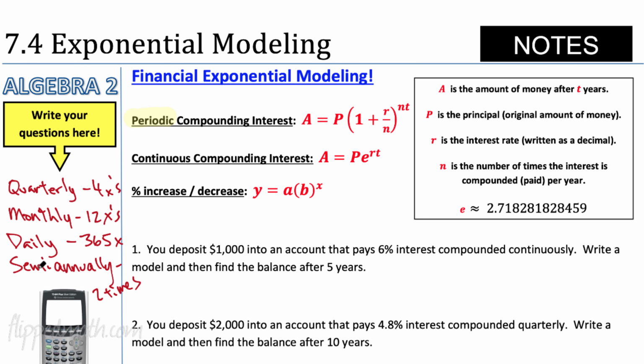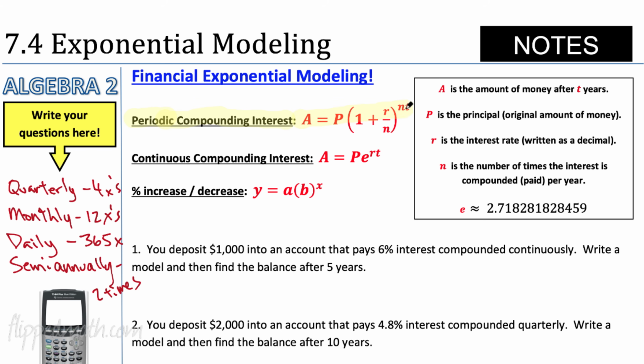Semi-annually would be 2 times a year. But they could give you, maybe they say 5 times a year. I don't know. Whatever they give you, that's what those values mean, and we're going to have to put it in the formula. So when it says that it's compounded quarterly or monthly or daily, that's periodic compounding interest, and this is the formula we use.